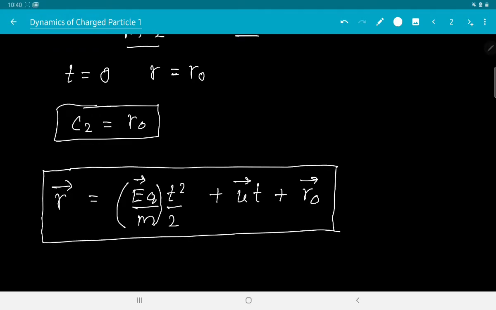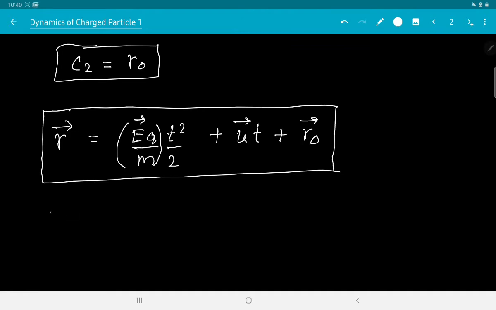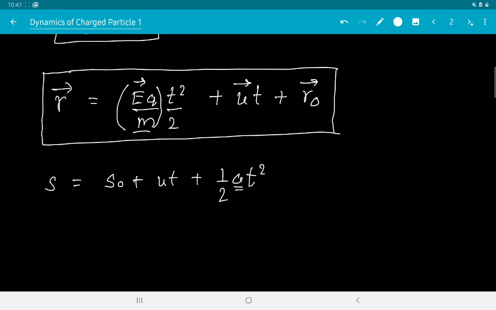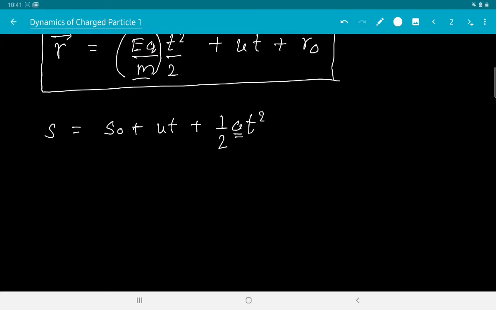This will be the equation for the displacement of the particle at any time instance. If you compare this with s is equal to s naught plus ut plus 1 half at square, it is the same equation that we have got. Here acceleration we have written as eq by m. Now we can represent this displacement in a diagrammatical form by using the concept of the triangle law.